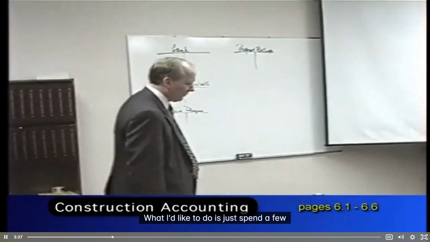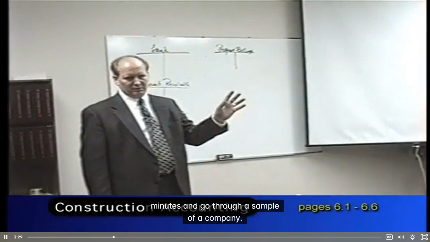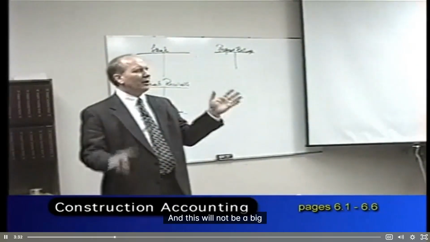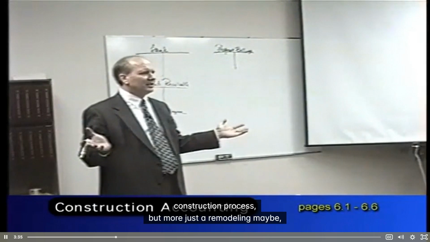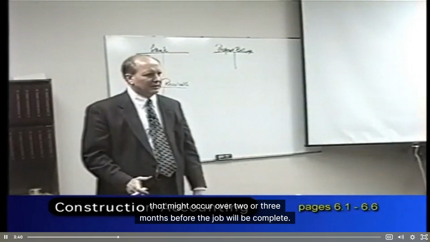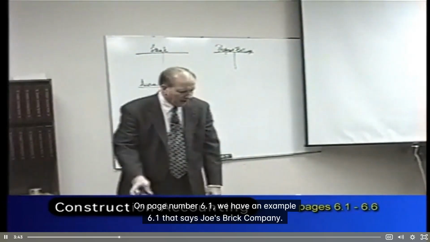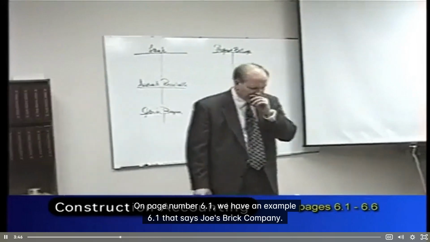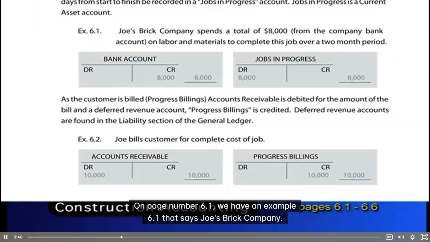What I'd like to do is just spend a few minutes and go through a sample of a company. This will not be a big construction process, but more just a remodeling that might occur over 2 or 3 months before the job will be complete. On page 6.1, we have example 6.1 that says Joe's Brick Company, about halfway down the page. Joe's Brick Company spends a total of $8,000 from the company bank account on labor and materials to complete this job over a 2-month period. So we wrote checks in Joe's Brick Company for $8,000 over 2 months.